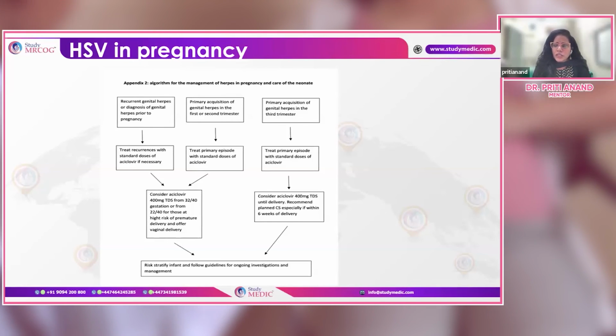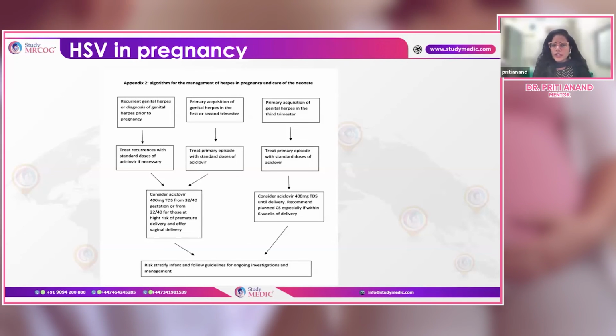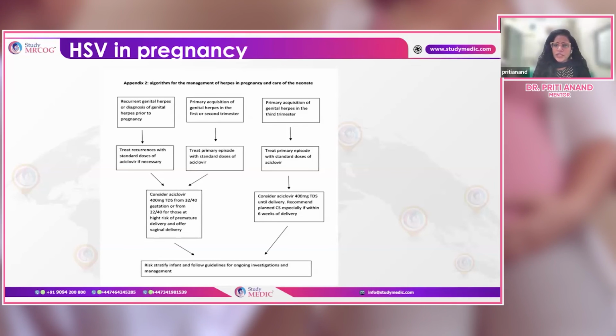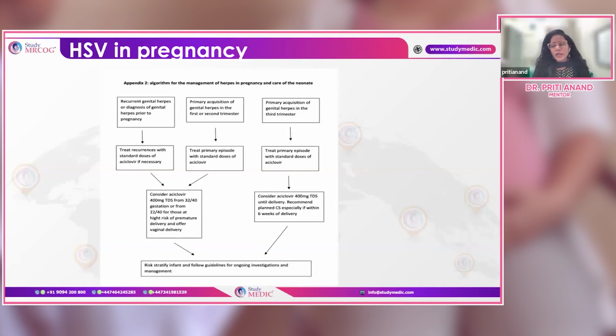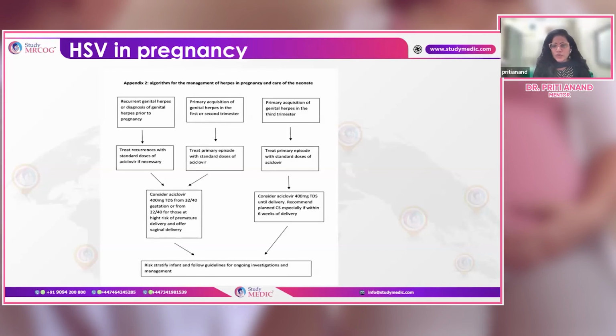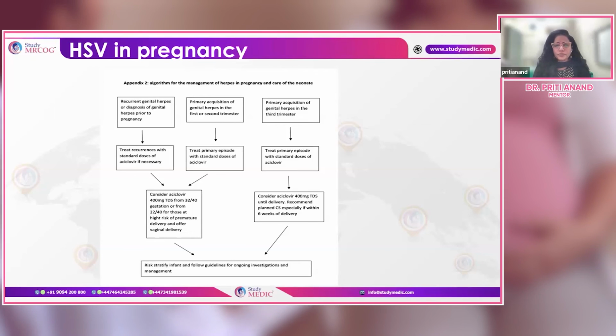If primary infection occurs in the third trimester, you will start acyclovir and continue it till term. You can consider acyclovir 400 mg TDS till delivery. Recommend planned cesarean section if the infection occurred in the last 6 weeks before delivery.